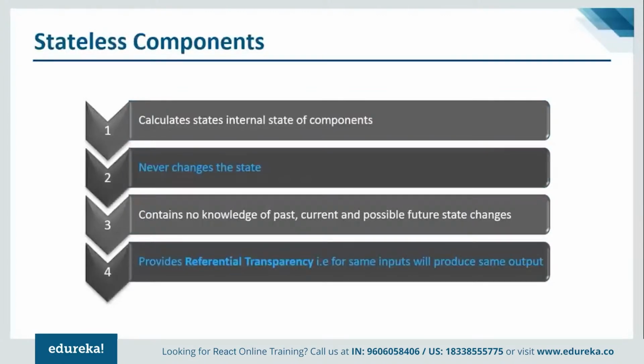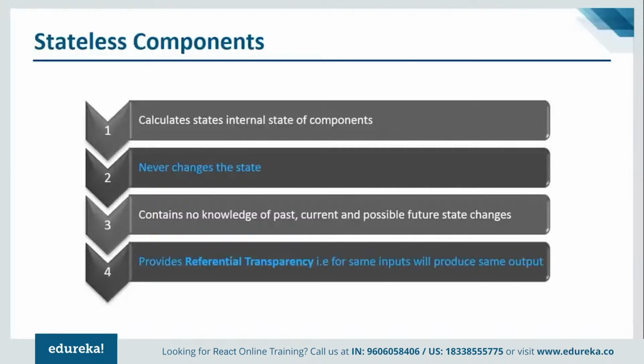Next, we have the stateless components. These are the stateless components which always calculate the internal state of a component. They can never change the state. Moreover, they do not contain any knowledge of the past, current, as well as possible future changes of the state of a component. These stateless components provide the referential transparency. That is, for the same set of inputs, it will always generate the same output. Thus, these components are called the dumb components.